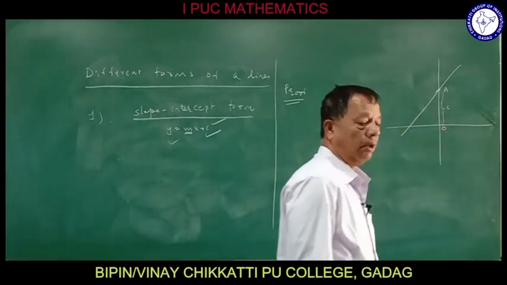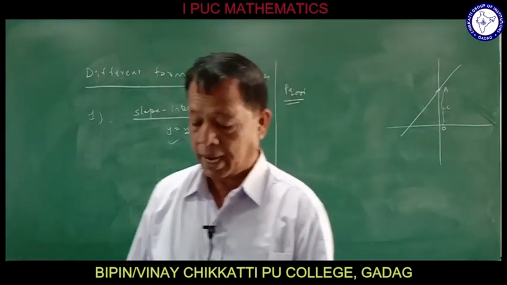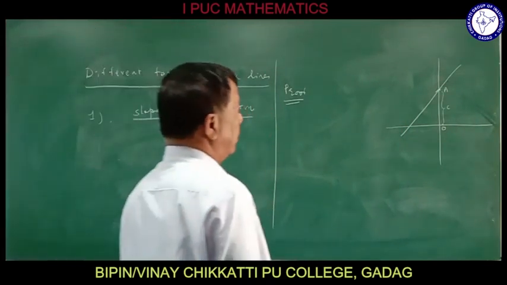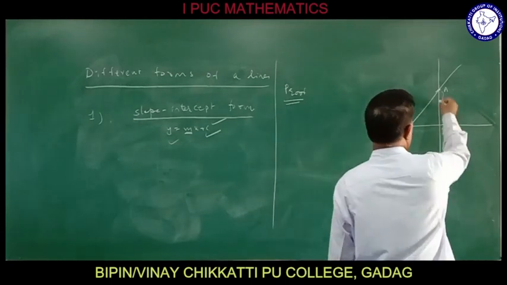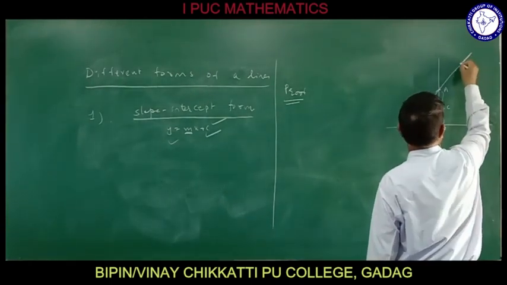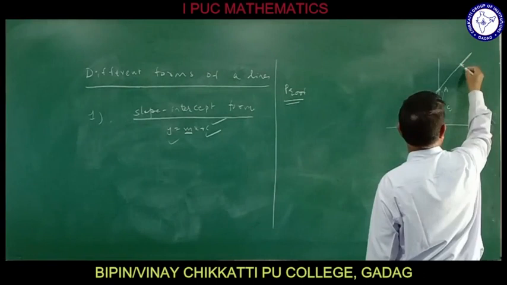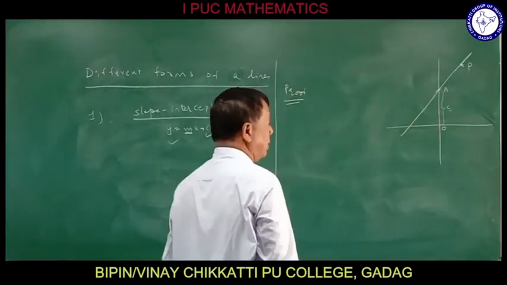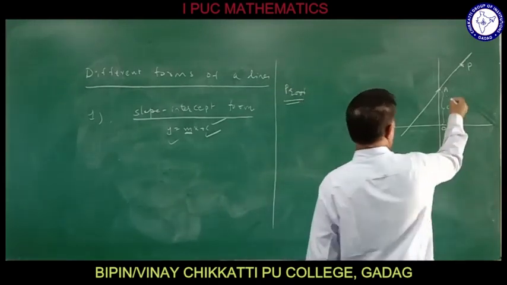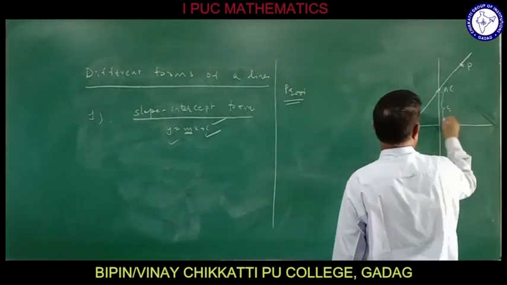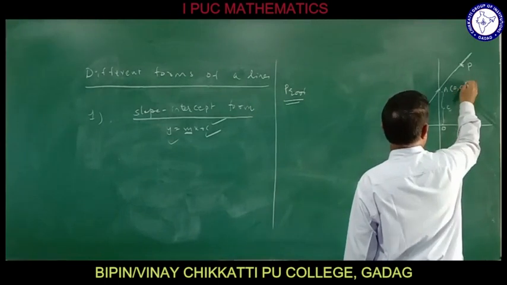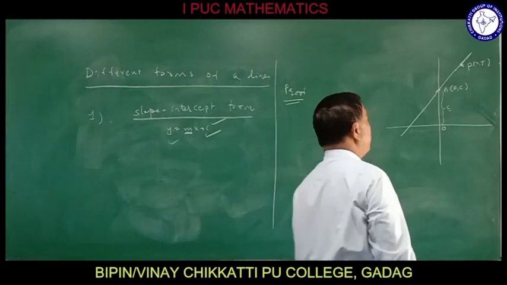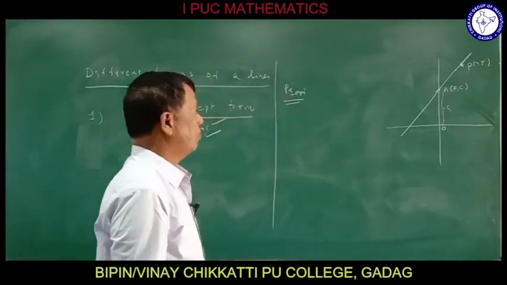Small c is the y-intercept. Suppose the line cuts the y-axis at A, and you have to tell that OA is the y-intercept. Suppose P is any arbitrary point on this line. Can you say what are the coordinates of this A? The coordinate of x is 0 and y is c. And in general this is xy. If you take any general point, its coordinates are always xy.